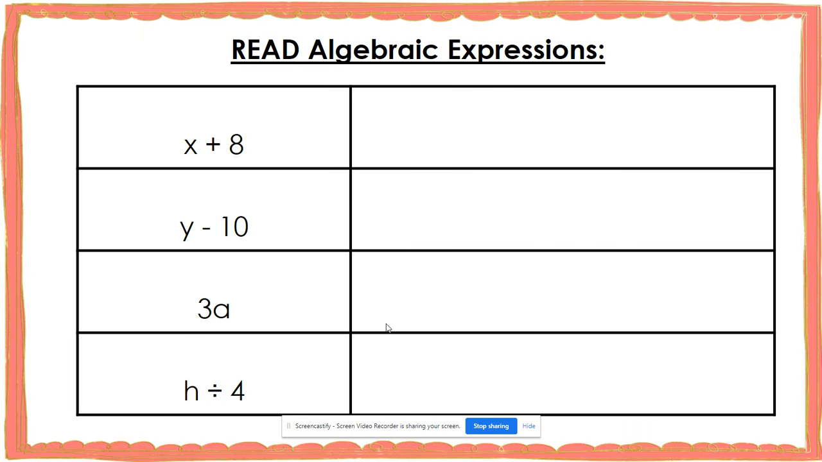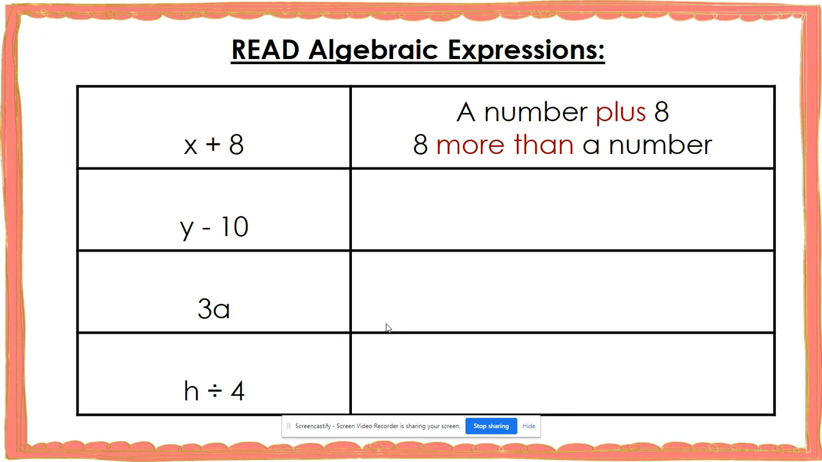The first thing we can do is read algebraic expressions. So if I look at my first example, it says x plus 8. Well, x represents a number, and although we don't know what that number is, we can read this expression as a number plus 8. We can also say 8 more than a number, or the sum of a number and 8.